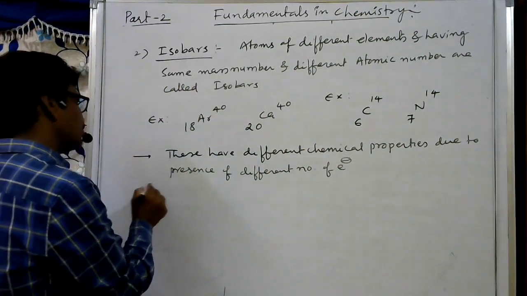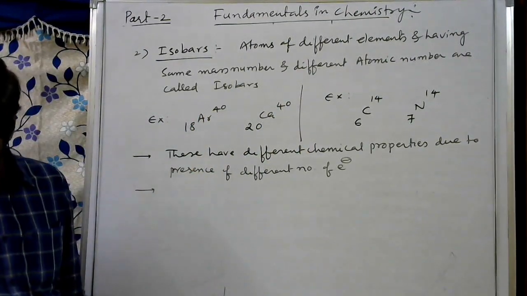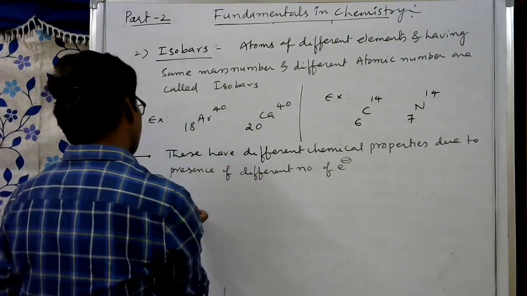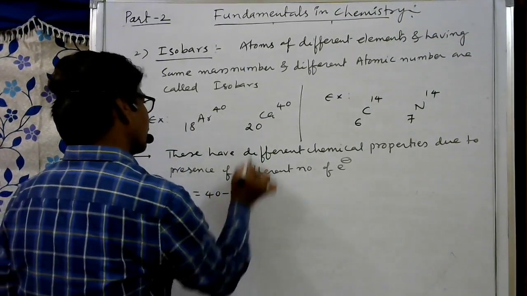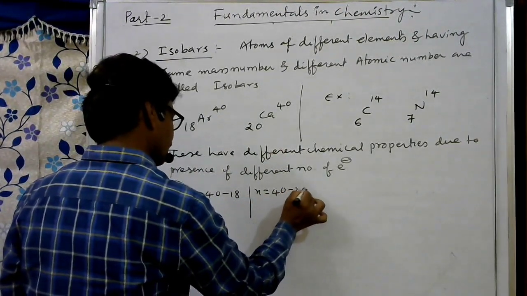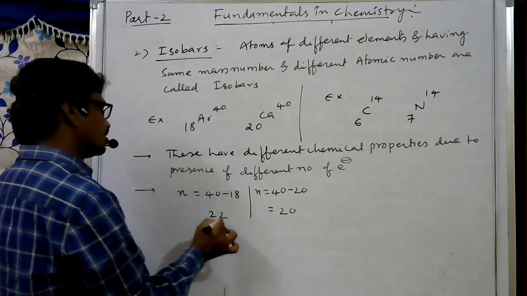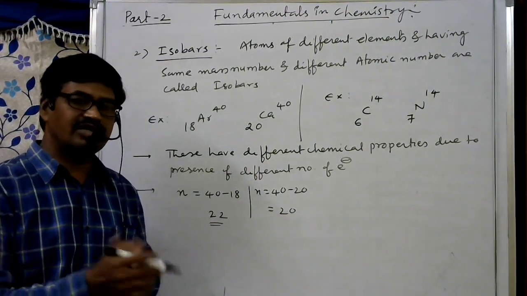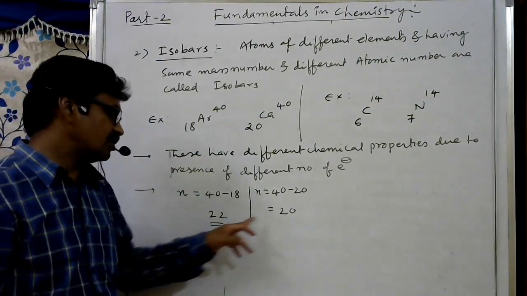And for this example, you can observe: number of neutrons here is 40 minus 18, and for this, the number of neutrons equals 40 minus 20. Here 20 neutrons are present, and here 22 neutrons are present. So different numbers of neutrons are present. So nucleons are different, so we can expect different properties. The mass number is the same, but different numbers of neutrons are present.